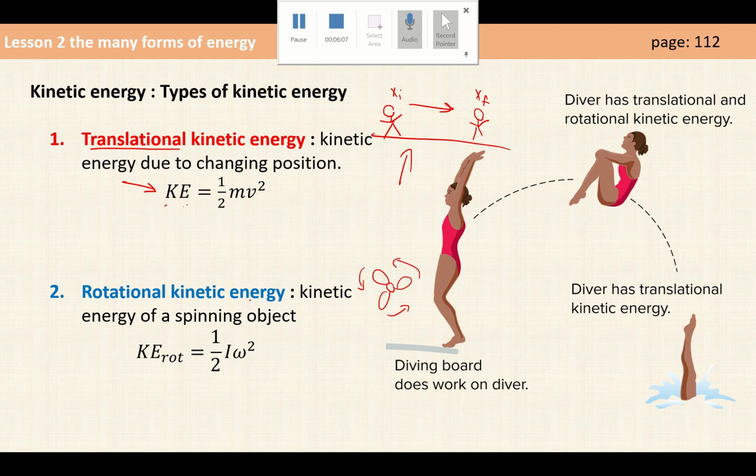We can calculate the rotational kinetic energy using this equation. KE rotational, which stands for the rotational kinetic energy, equals half multiplied by I multiplied by omega squared, where I is the inertia measured in kilograms meters squared. So it is similar to the mass in the above equation. And omega here is the angular velocity.